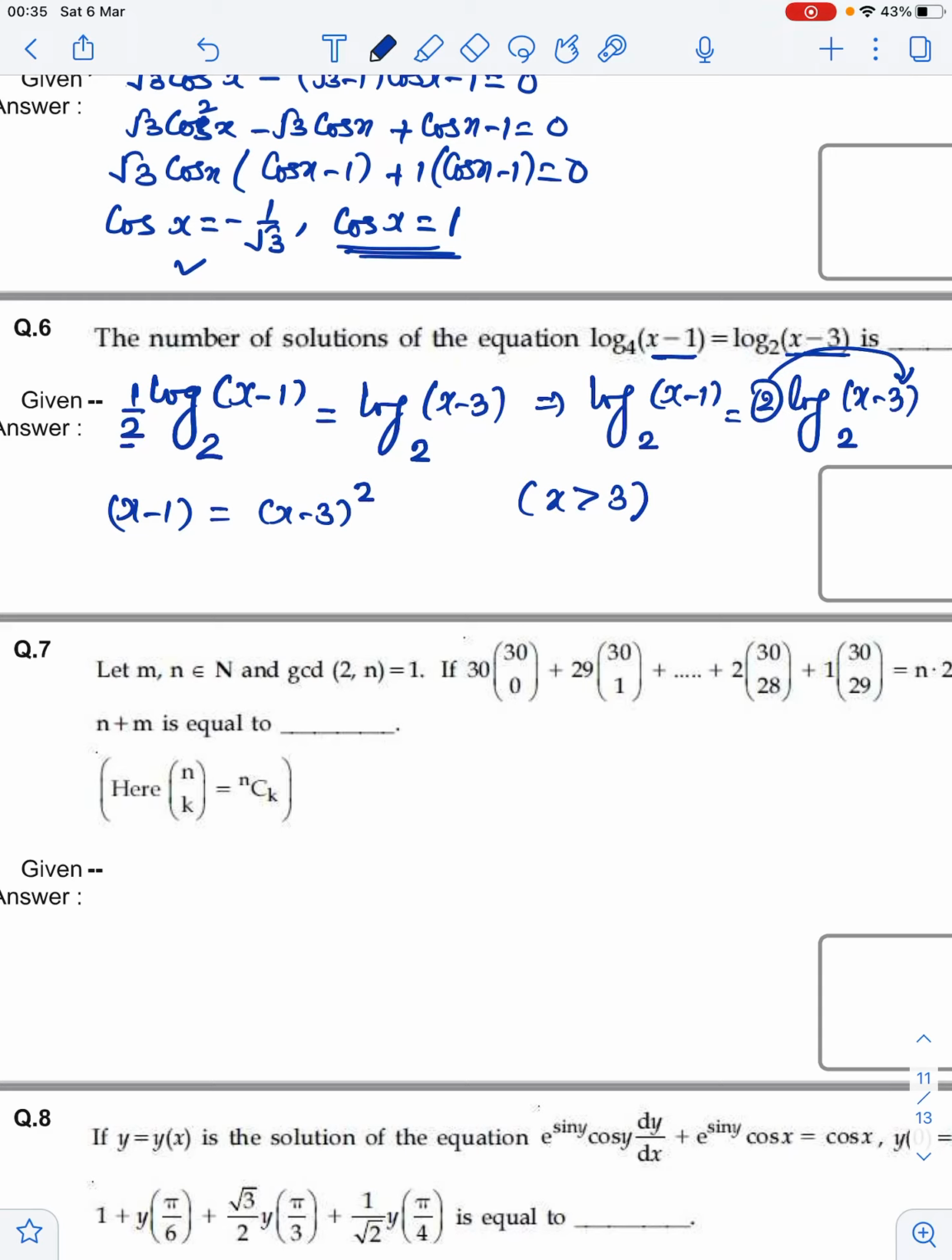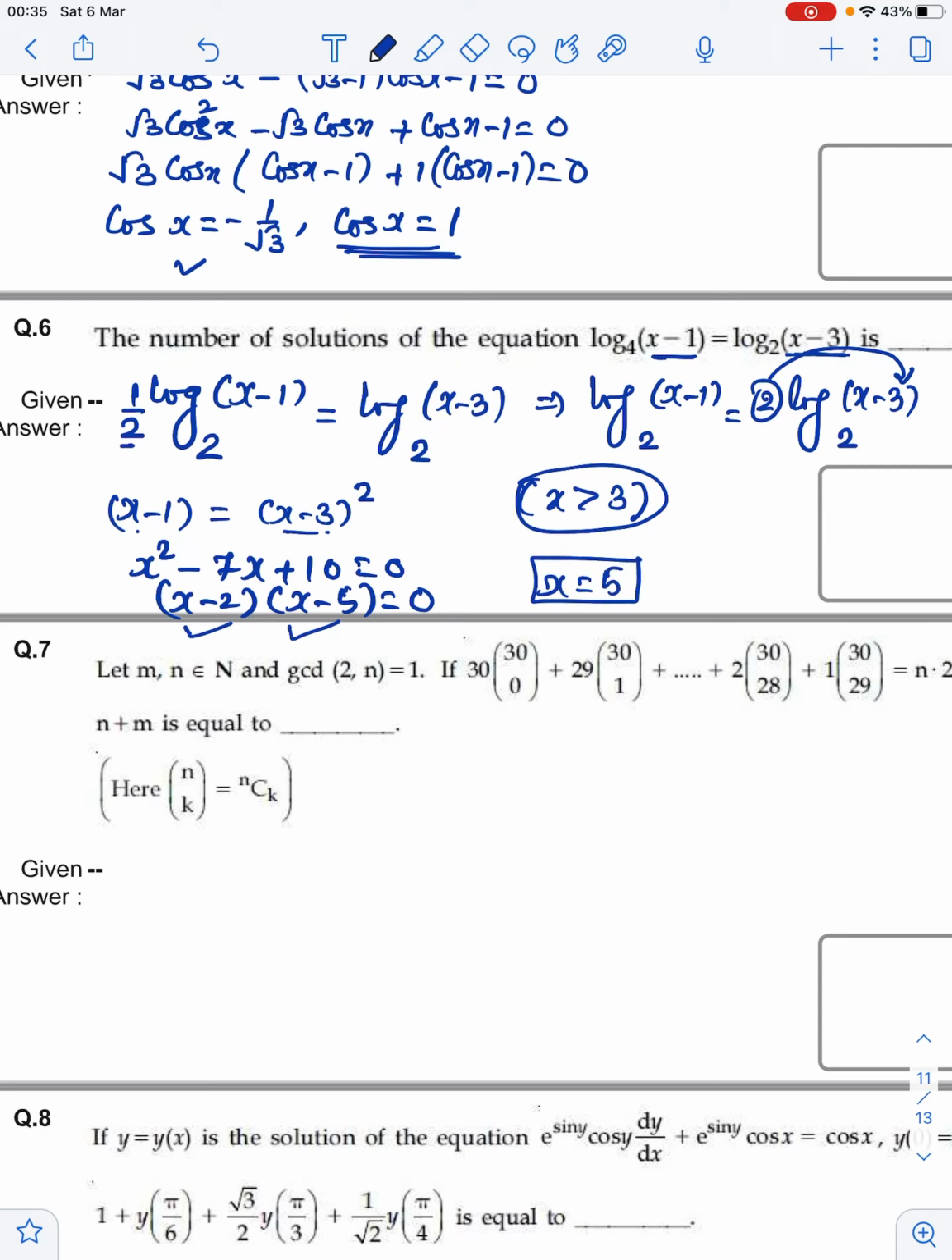So when you open it, we will get x square plus 9 plus 1 is 10, minus 6x and minus x is minus 7x, plus 10 equal to 0. So this factorizes into x minus 2 times x minus 5 equal to 0. So two solutions look like coming: x equal to 2 and x equal to 5. But x should be greater than 3. So 2 is rejected. So only x equal to 5 is the solution. Again, the number of solutions is only 1.